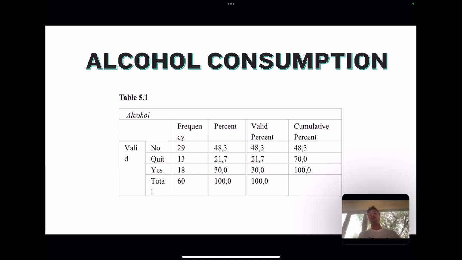29 patients or 48% do not drink alcohol. 13 patients or about 22% have quit drinking, and 18 patients or 30% currently drink alcohol. This information helps us to understand lifestyle factors that could affect health.